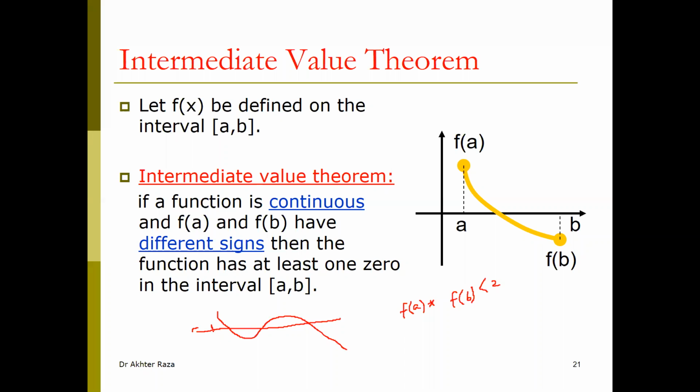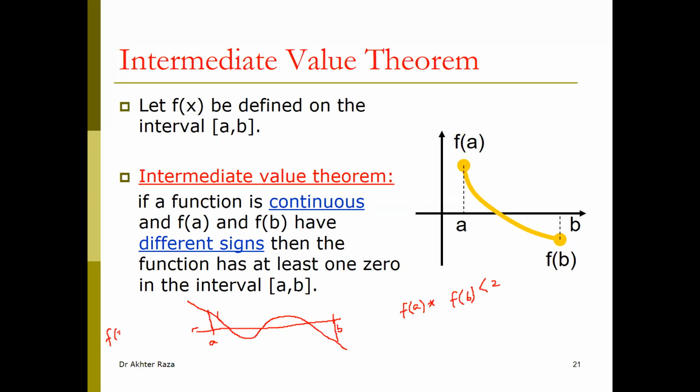This is the point A. This is the point B. So you can see that FA is positive because it has an upper y-axis, and FB is negative because it has a lower y-axis. So the product FA times FB is negative.